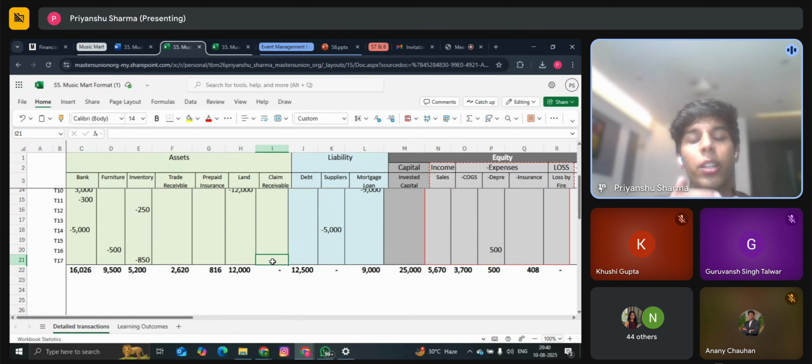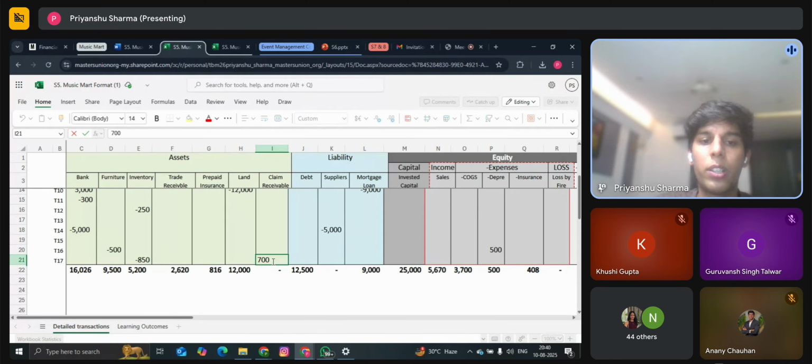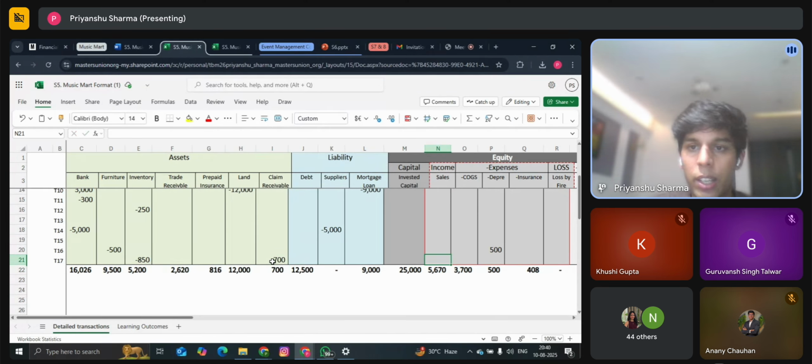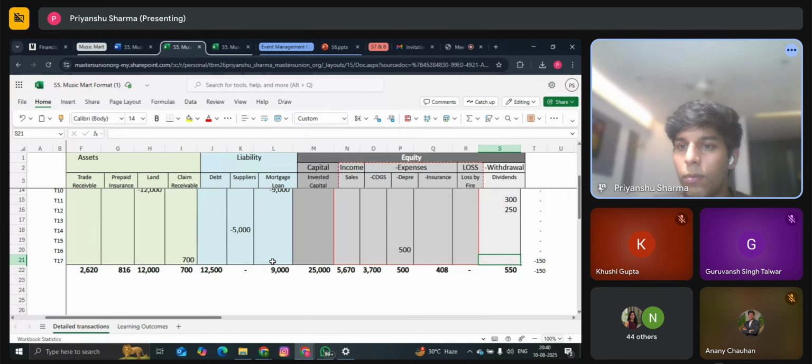Since this claim is receivable in the future, this will act as an asset. Its value will give me a benefit in the future. In the future I'm going to receive 700. So that's why I'm gonna record it under the asset side, and I'll record 700 in this side. There's gonna be one entry only inside the income statement.